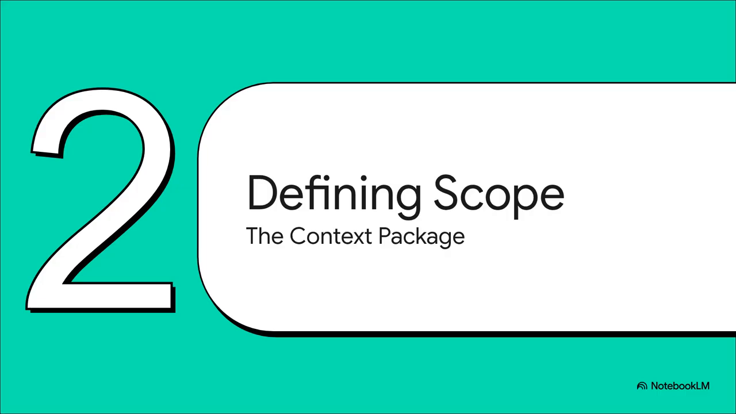And the engine of this whole briefing process is what we're going to call the context package. This is basically the document where you lay out the entire project for your new AI assistant. So let's break down exactly what needs to go in there.